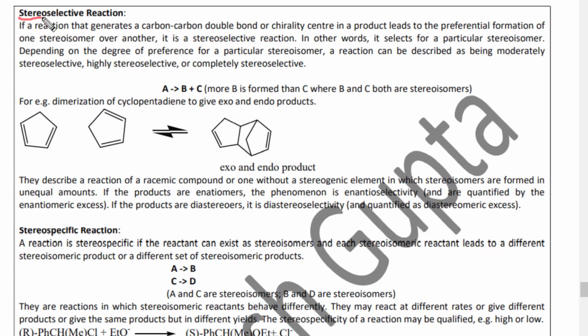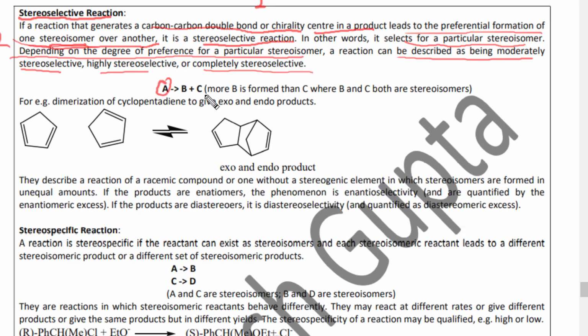Now we talk about stereoselective reactions. If a reaction that generates a carbon-carbon double bond or chirality center in a product leads to a preferential formation of one stereoisomer over another, so we are going to have two stereoisomers, one more dominant than the other, then it is called stereoselective. In other words, it selects for a particular stereoisomer. Depending on the degree of preference, a reaction can be described as moderately selective, highly selective, or completely stereoselective.